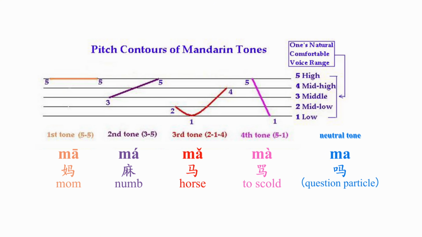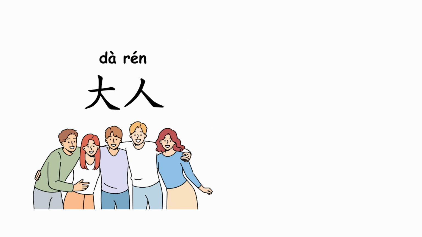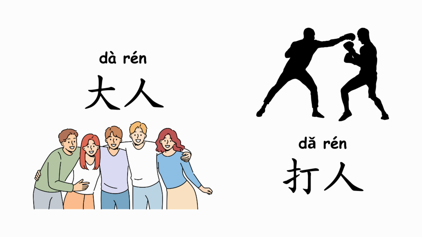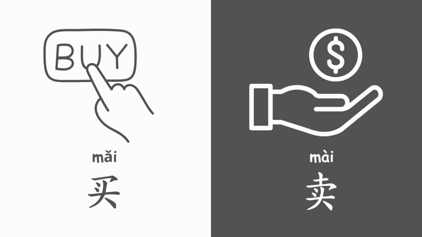That's why tones are not optional. You really have to learn them. Actually, using the wrong tone can easily confuse others. Here are some fun examples. 大人 means grown-ups, while 打人 means to hit people. 买 means to buy, while 卖 means to sell. I bet you don't want to mix these up when you are shopping in China.